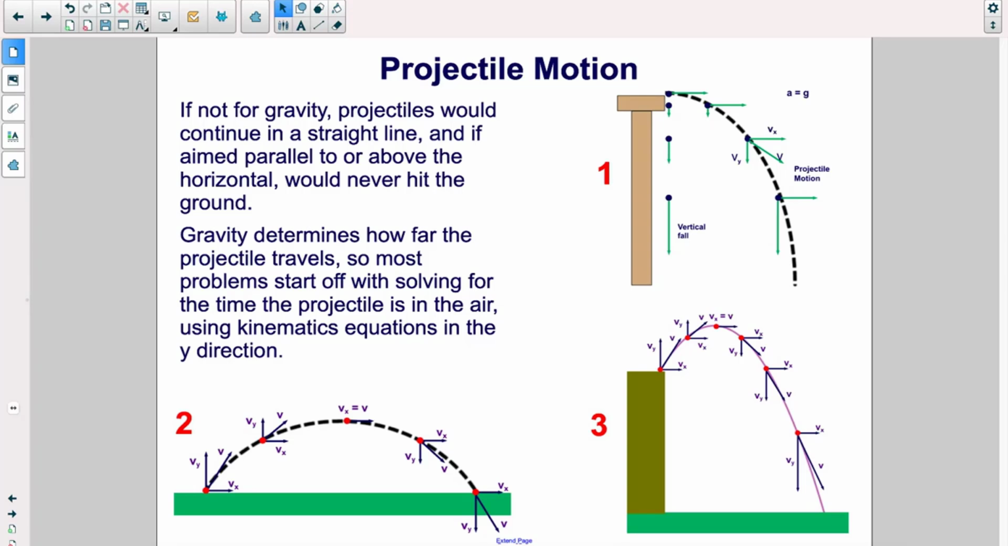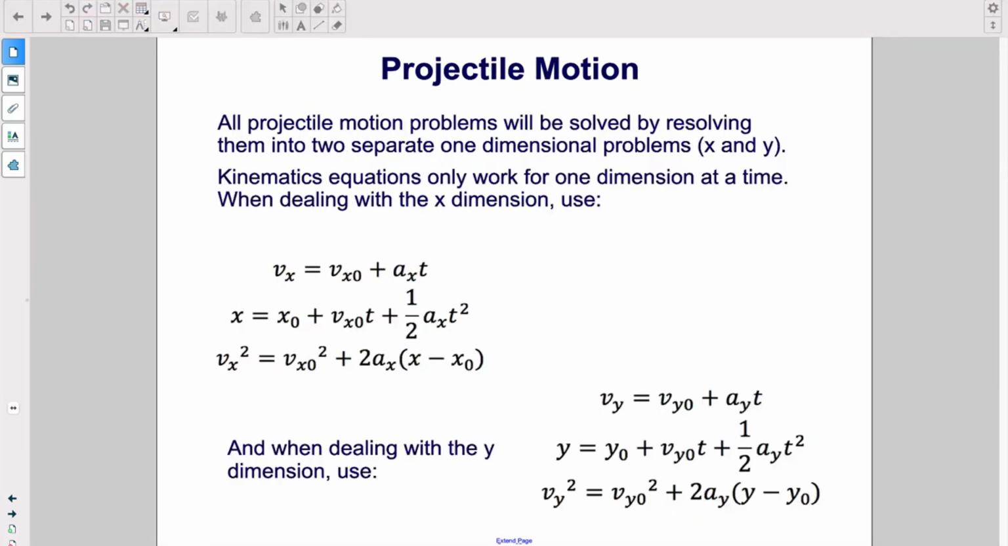Gravity determines how far the projectile travels, so most problems start off with solving for the time the projectile is in the air, using kinematics equations in the y direction. All projectile motion problems will be solved by resolving them into 2 separate one-dimensional problems, the x and y dimensions. Kinematics equations only work for one dimension at a time. When dealing with the x dimension, you'll use these equations, which are the versions shown on the AP1 equation sheet. However, if you're dealing with the y dimension, those vector quantities are going to all have to be in the y dimension, so you can use these versions.